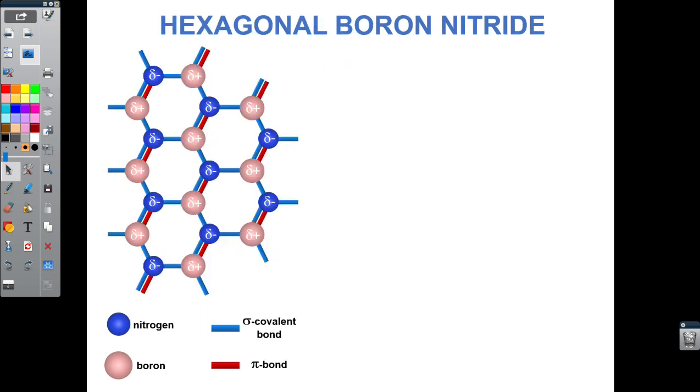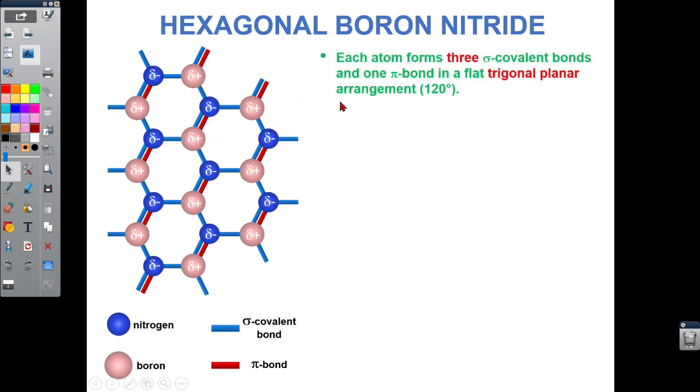Now, hexagonal boron nitride is a very different structure indeed, and what we have here is a flat layer of hexagonal rings, as the name suggests. Each ring would consist of 3 borons, shown here in pink, and 3 nitrogens, shown here in blue. Now the bonding here again consists of covalent bonds, which I've shown again in blue, but this time the red bond I've shown here is a pi bond. So each atom forms 3 sigma covalent bonds and 1 pi bond in a flat trigonal planar arrangement.